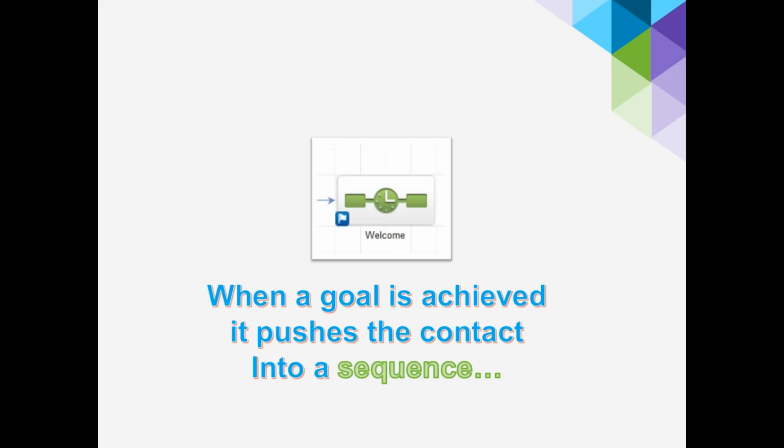When a goal is achieved, it will automatically push the contact into a sequence. So if someone fills out a form or someone fills out a landing page, it's going to push them into a sequence. And the sequence is where the Infusionsoft magic happens. Here is where all the automation happens.